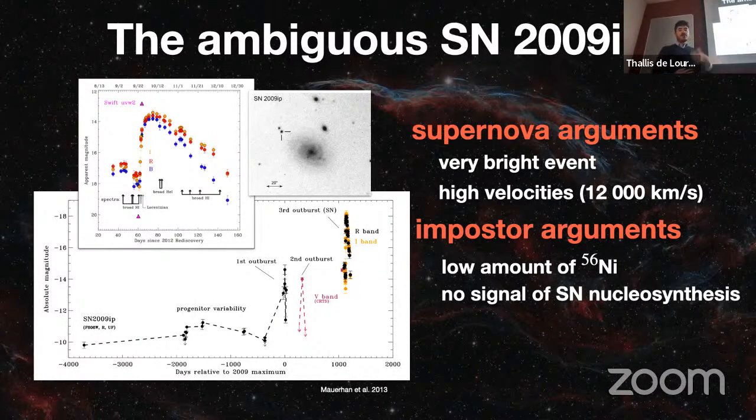Some arguments for the supernova case argue that this was a very bright event. There was no non-stellar eruption that reached that much luminosity. Also, it reached again very high velocities. But other people argued for the imposter scenario, such as the low amount of nickel 56 needed to explain the light curve of the event. It was very low. And also the fact that they didn't detect any material that is usually produced in supernova explosions.